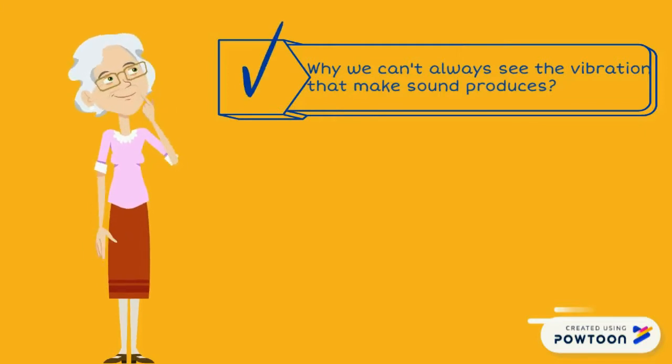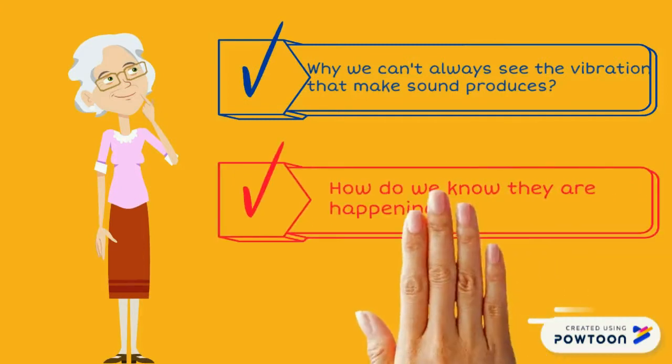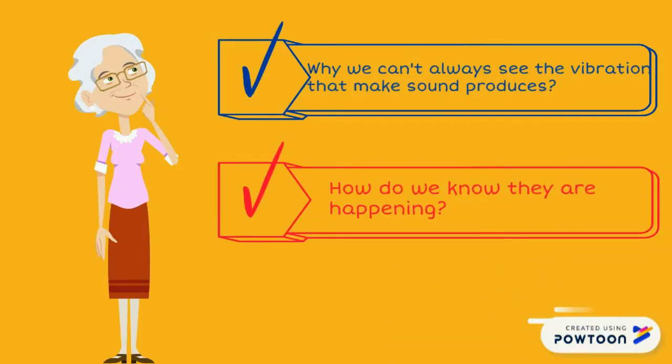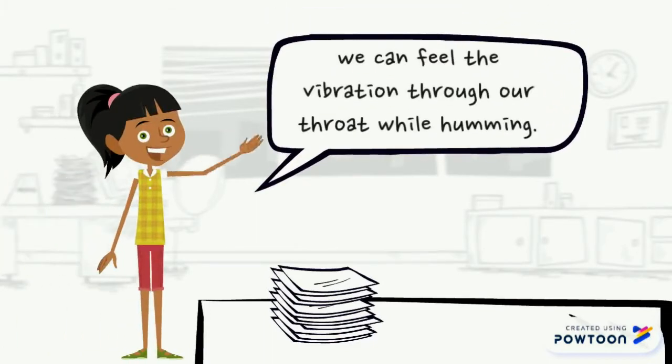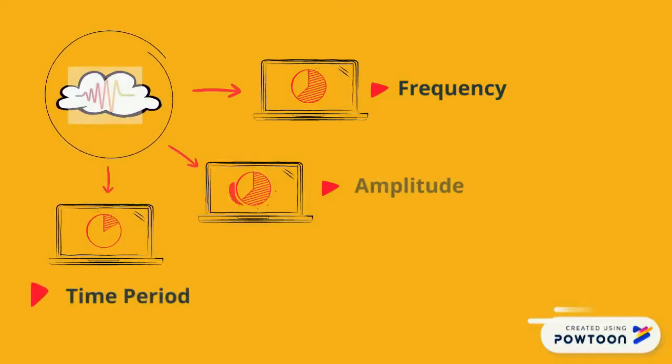If we cannot see vibration, how do we know they are happening? Yeah, we can make vibration visible in many ways. One example is we can feel our throat while humming. If you put your hand on your throat and hum, we can feel the vibration of our vocal cords and it makes a sound. There are some sound properties. There are frequency, amplitude, and time period.